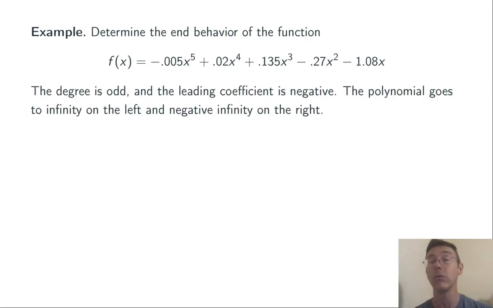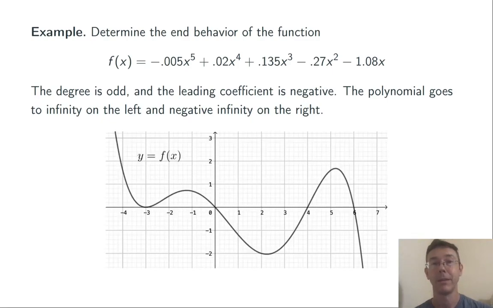So let's see the actual graph of this function and see if we're correct in what we've been saying. Yes, as x gets bigger and bigger to the right, the function eventually goes to negative infinity. As x gets bigger and bigger in the negative direction, eventually the value of the function grows towards infinity.